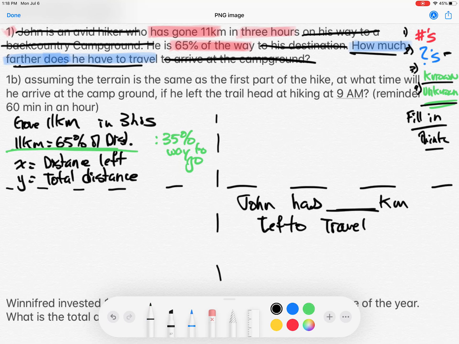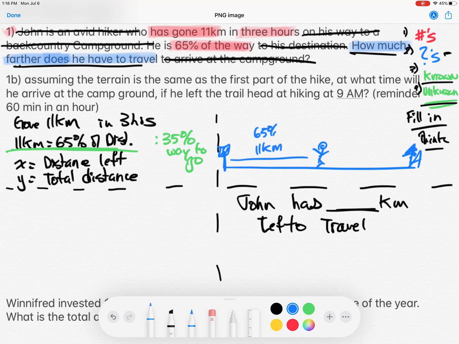Next thing, over here, I always encourage students to do a little diagram. And these don't have to be fancy diagrams. But what it does, it makes sure that your brain starts to see the whole concept. So this is the start of the trail. This is where John is. So John's about 65% of the way. Now here, this is 11 kilometers or 65%.